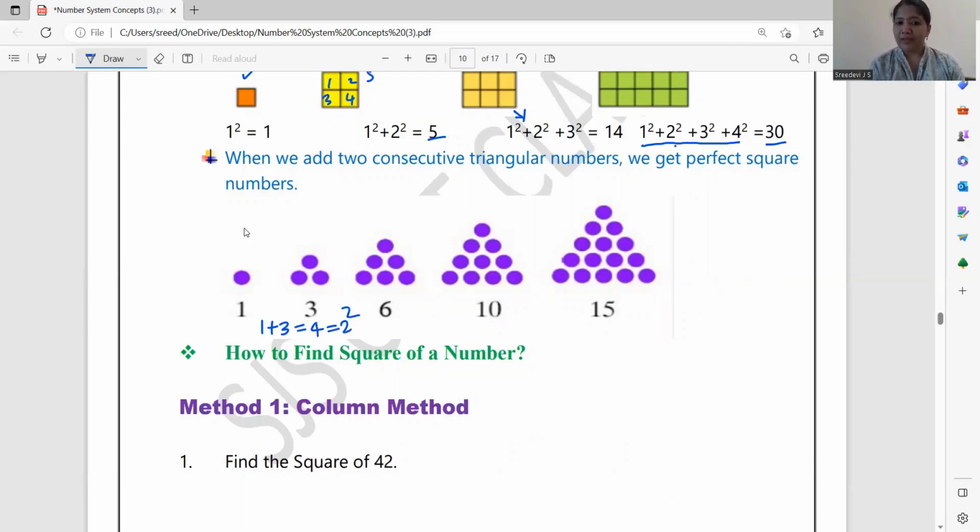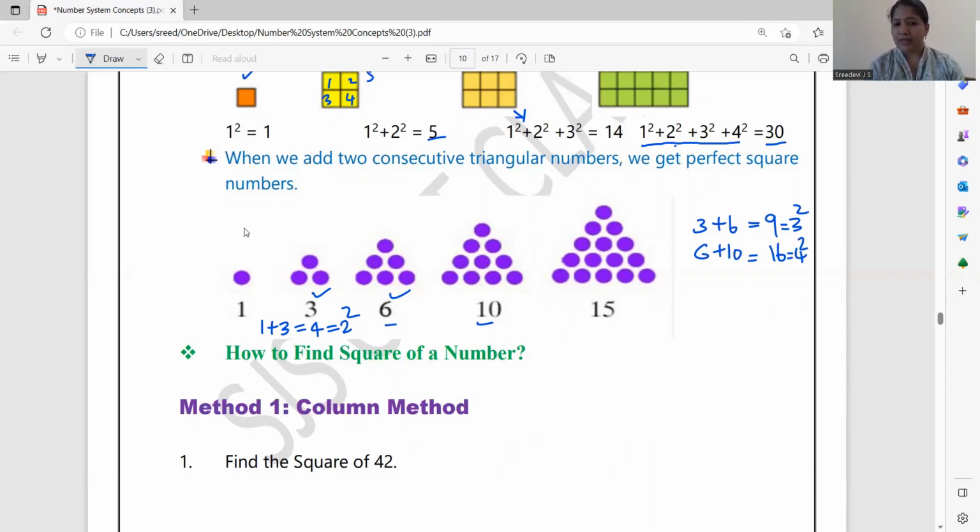Then let us add the next two consecutive triangular numbers. Which are they? 3 and 6. So 3 plus 6 is 9. 9 is what? 3 square. Right? The next two consecutive triangular numbers we will add. What are they? 6 and 10. What is 6 plus 10? That is 16. 16 is the square of 4.